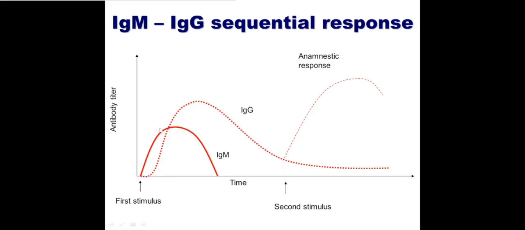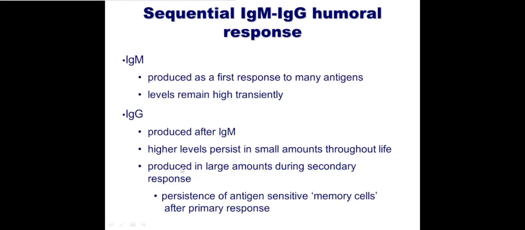High. When the concentration of IgM is low, after that the concentration of IgG will be high. But during the second response, when a second infection takes place, the concentration of IgG will be high. There is no increase in the level of IgM. So the first line of defense is IgM, and then after that IgG. Clear? That's how IgG is produced in large amounts during the secondary response.